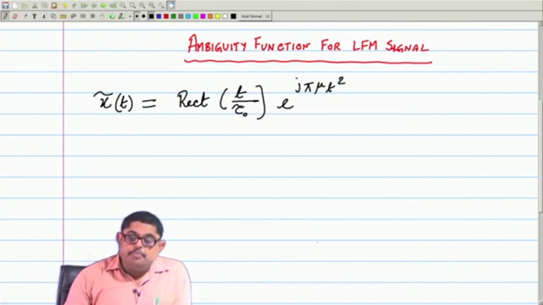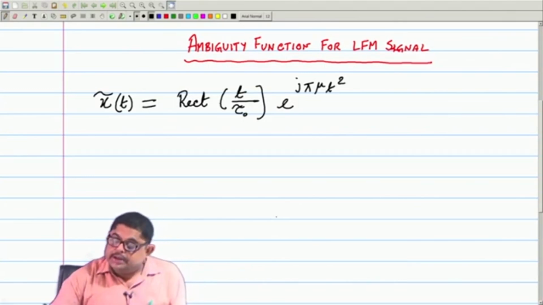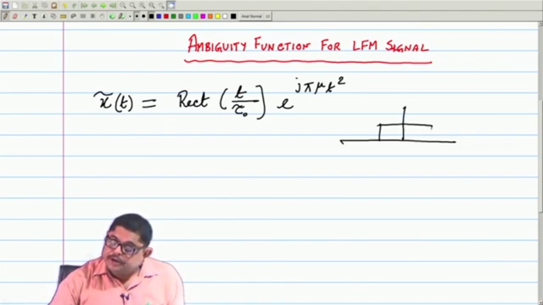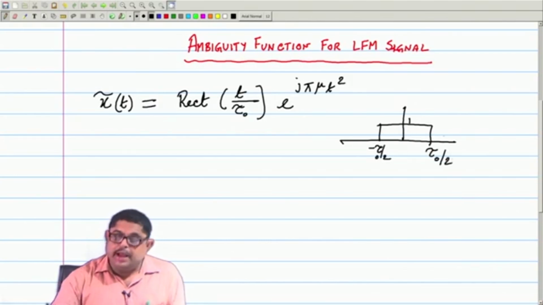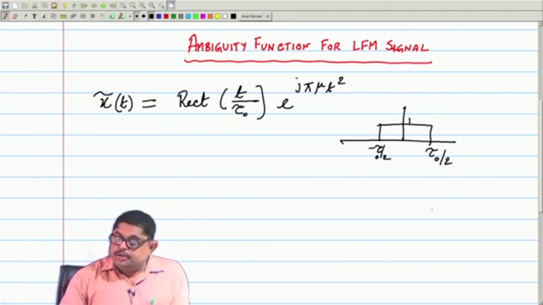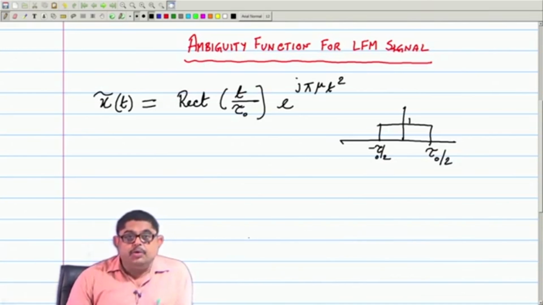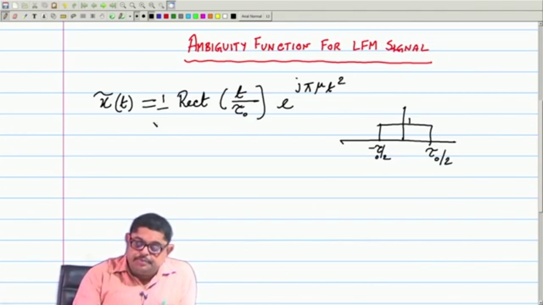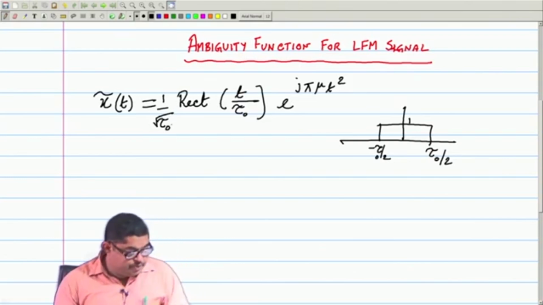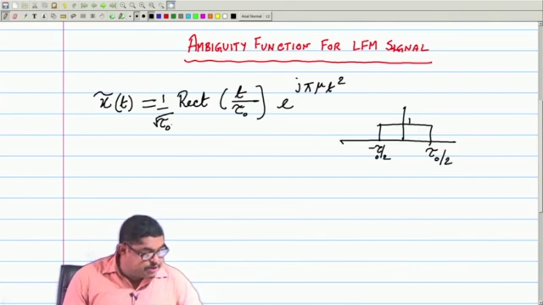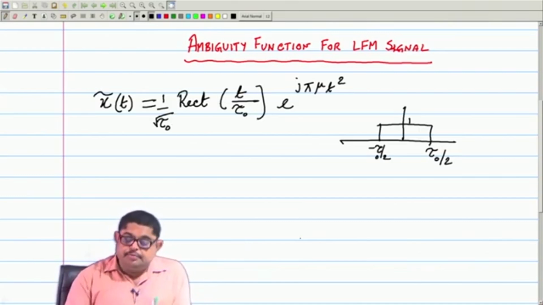phase function. But you see that if this is the signal and the amplitude is 1, from minus tau naught by 2 to plus tau naught by 2, the energy of the signal becomes 1 square into tau naught. So it is better to normalize it. Today I will normalize the complex envelope with respect to energy. If I do that, this becomes 1 by root over tau naught. So just this must change. So this is our complex envelope.